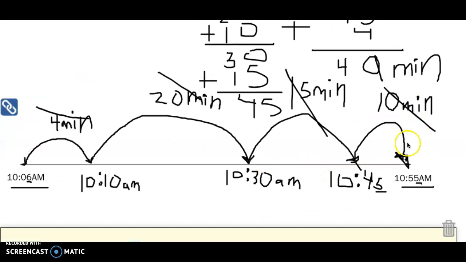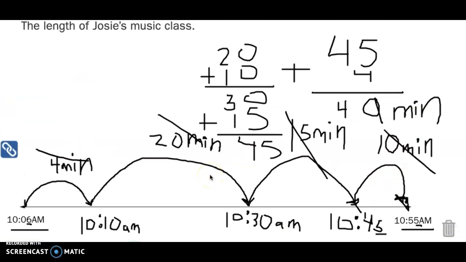All right, if you do not have this written down, put this on pause till you complete it. Take a picture and send it to your teacher and meet me at the next video.